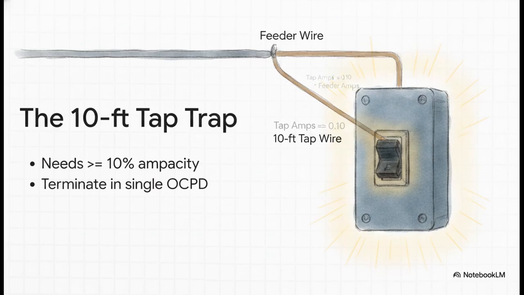Trap number 3. A test question simply states a 10-foot tap only needs 10% ampacity of the feeder, and it just leaves it at that. The fact? Yes, the 10% math is technically correct, but it must also terminate in a single OCPD that limits the load. The crucial point is that doing the 10% math is the easy part, but people constantly forget that second, mandatory requirement of terminating the tap in a single device.